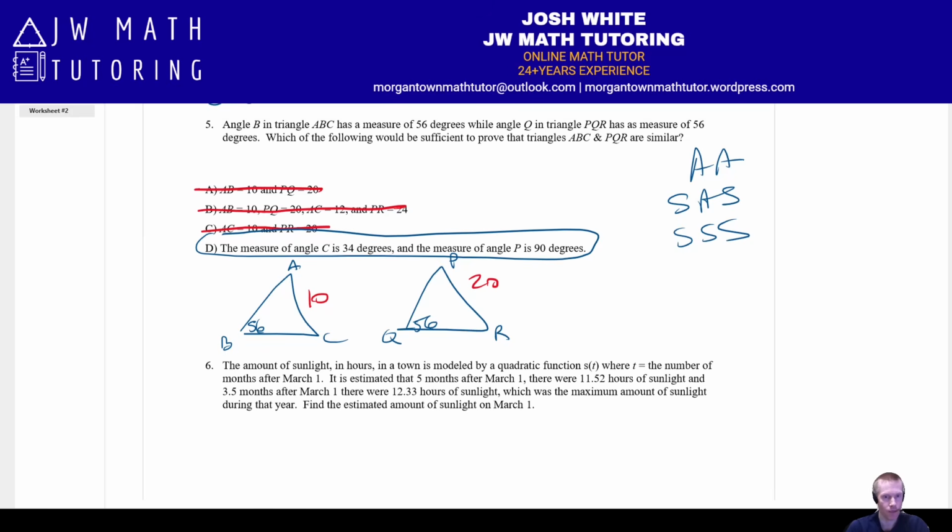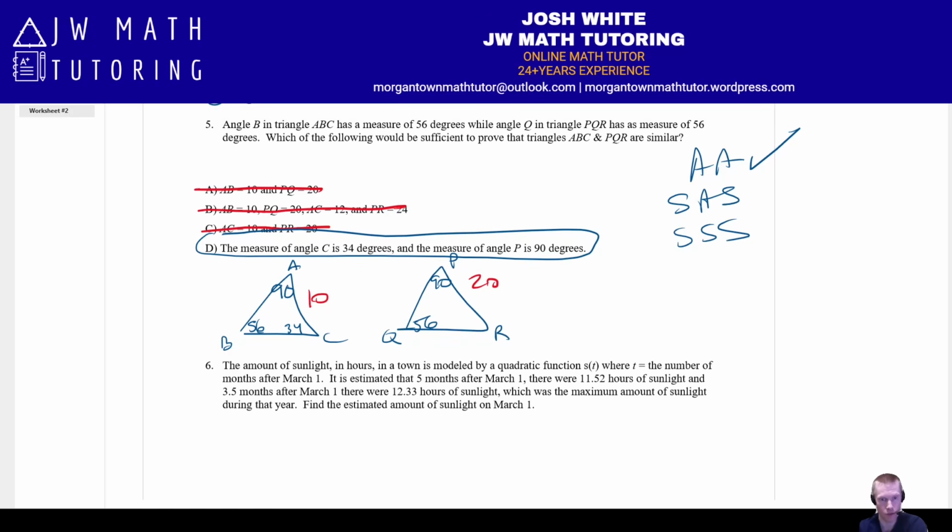And so basically what you have is, okay, we know this is 34, and we're told this is 90. Right now, if you look at the diagram, you're like, well, we still only have one pair of congruent angles. However, you can determine that 56 plus 34 adds up to 90, which means 180 minus 90 leaves angle A also being 90. Now you technically have two pairs of congruent angles, and you can use angle-angle similarity.